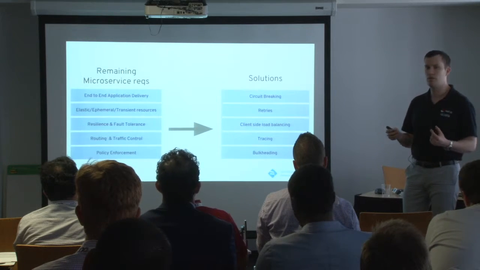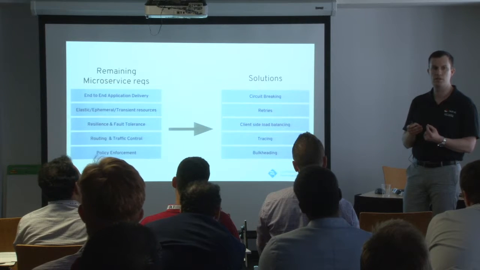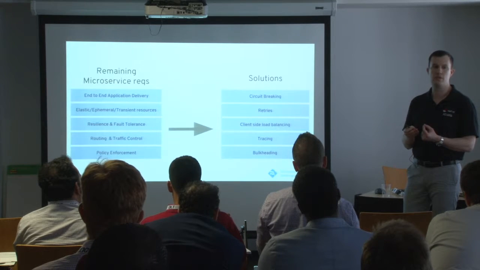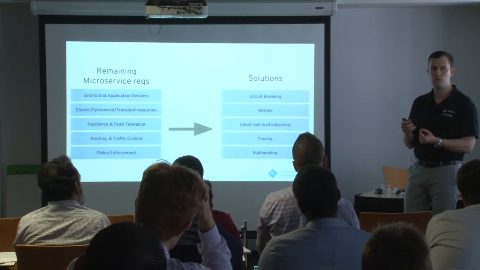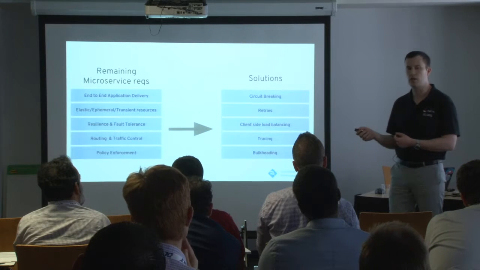Tracing, so if an application service does fail, I need to find out where that failed, right? So if my user is getting a 500 error, which microservice failure is actually causing that error?